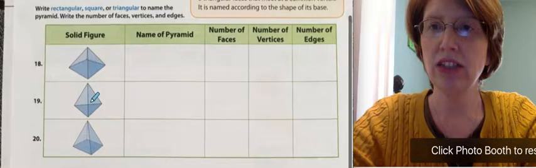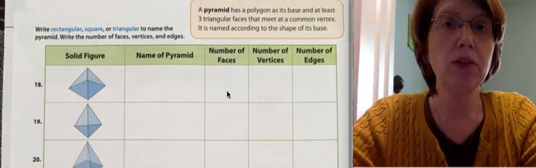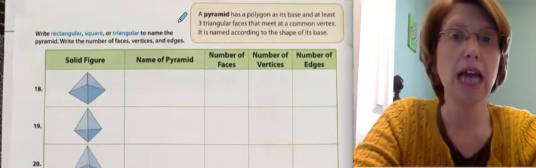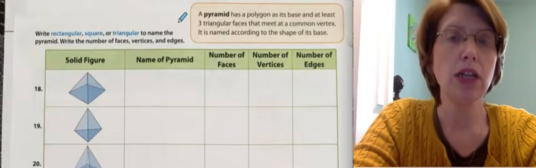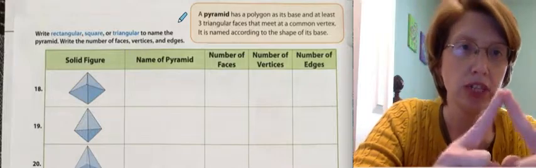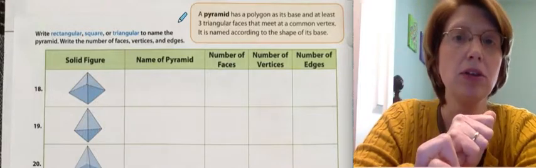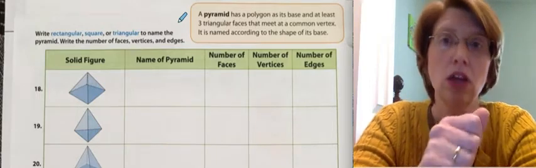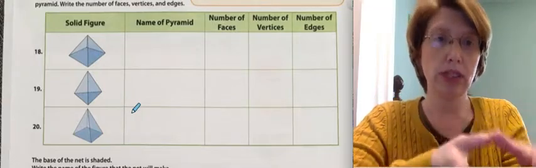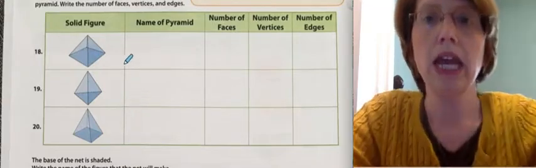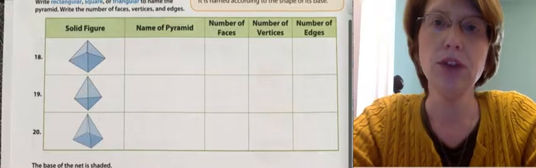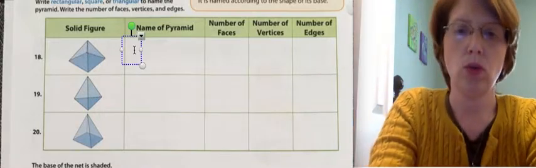Okay, now we're going to look at the pyramid. So look at the definition of a pyramid. A pyramid has a polygon, so many-sided, as its base, and at least 3 triangular faces that meet at a common vertex, okay, so a point, and it is named according to the shape of its base. So on the front, we drew a square pyramid. We started with a square, and then we met them to a point. So look at this. We've got rectangular, square, or triangular. What's the base here? This base is a square.